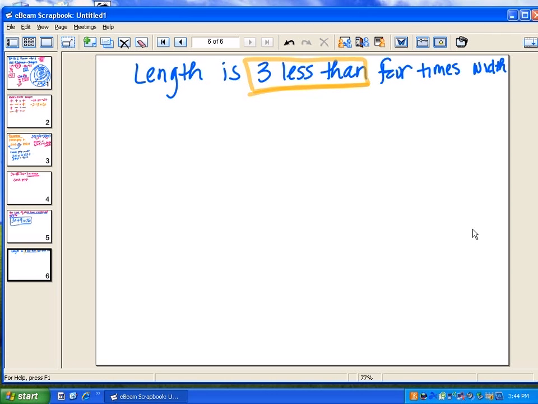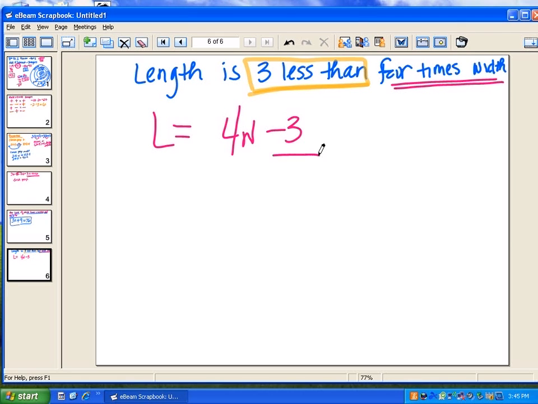So when you do this, you're going to have to say that the length is equal to 3 less than. And the subtraction of the 3 is after. You have to figure out what the first number is. So 4 times the width is over here. And so my 4 of my width is here. And 3 less than 4 of my width means take the width and subtract 3 from it.